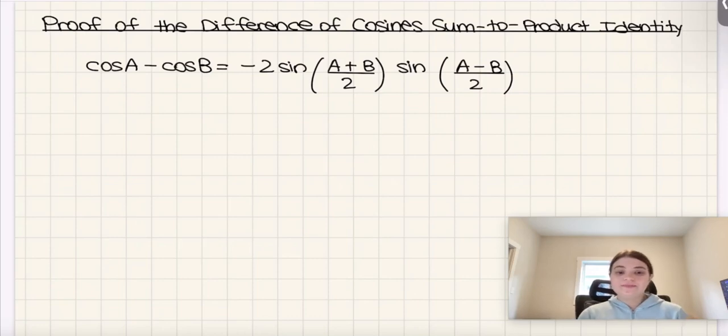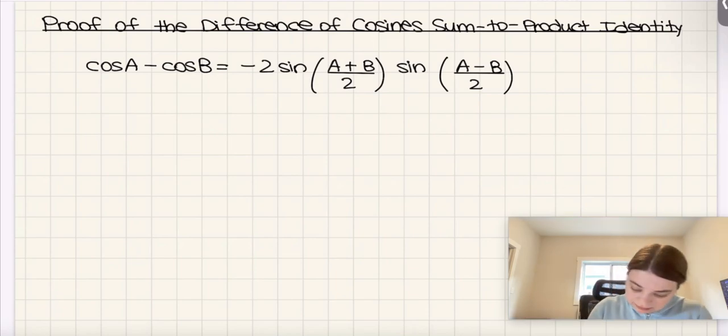Welcome back, everyone. Today we are going to be proving the difference of cosine sum to product identity, which is shown right here. Okay, so the first thing I'm going to do to prove this is we're actually going to define some new variables here.